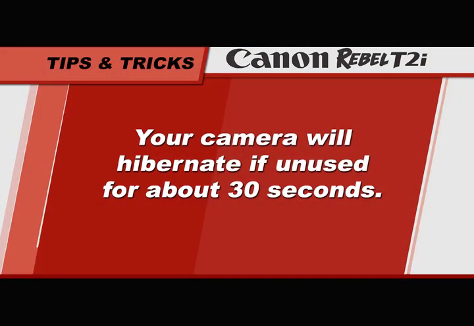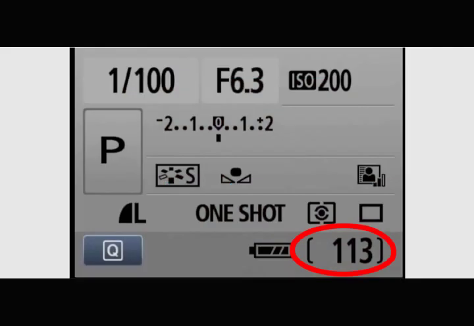To help conserve your battery, the camera will automatically hibernate after about 30 seconds if you haven't pressed any buttons. Just press the shutter or menu button to awaken it again. You can view the number of shots remaining on your SD card on the LCD monitor.